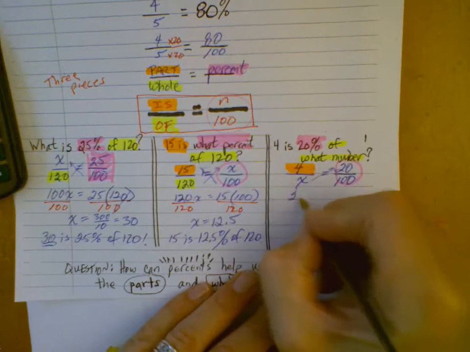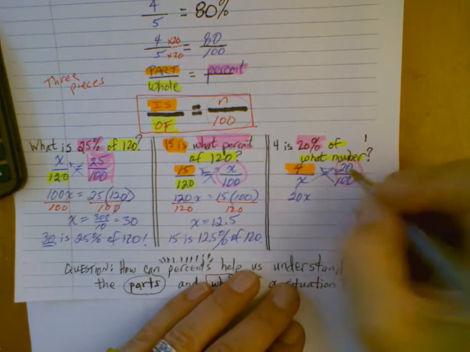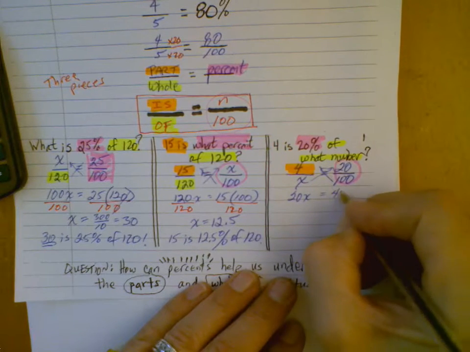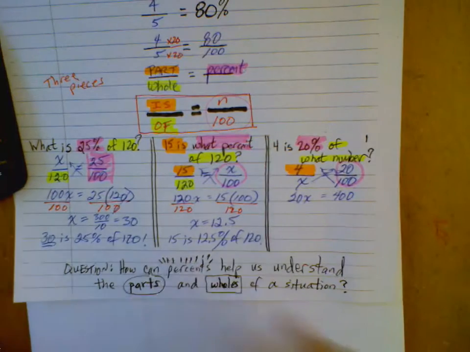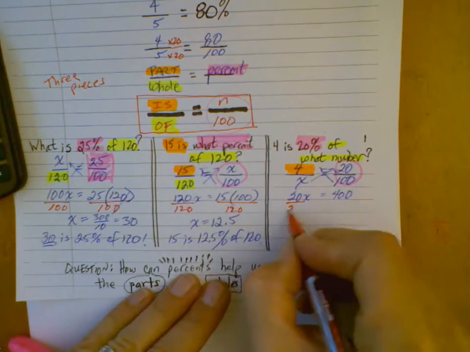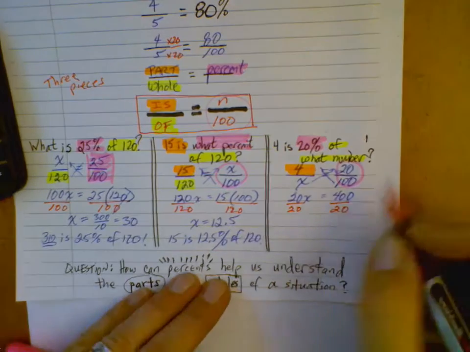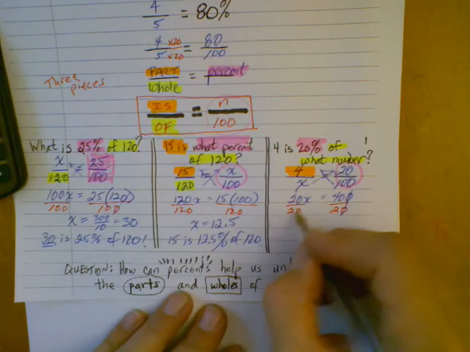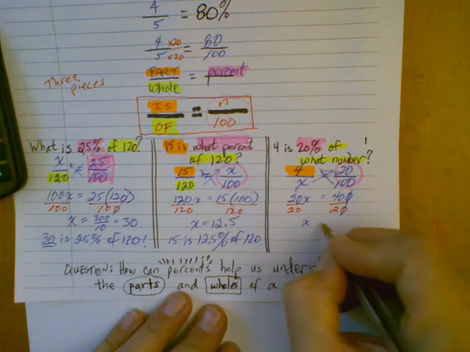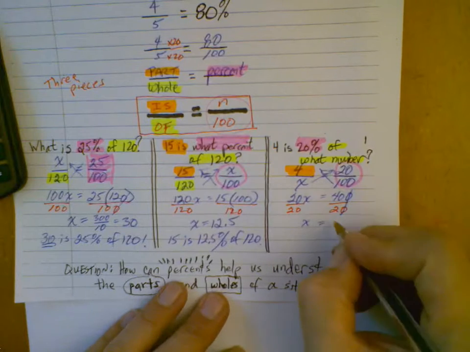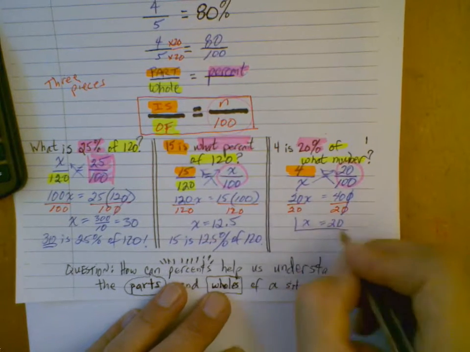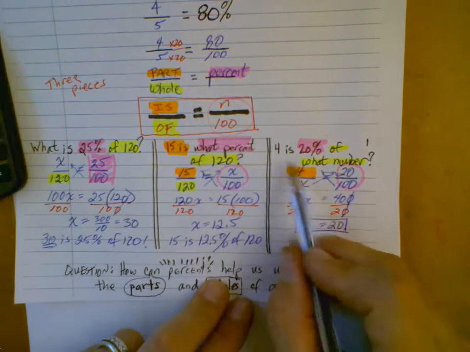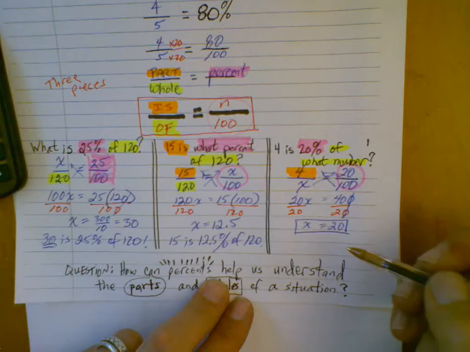One more. Cross product. X times 20 is 20x. 100 times 4 is 400. So again, I have to divide both sides. In this case, I'm going to divide by 20. See some zeros canceling off here. 20 divided by 20 is x. 40 divided by 2 is 20. There's my answer. So 4 is 20% of 20.